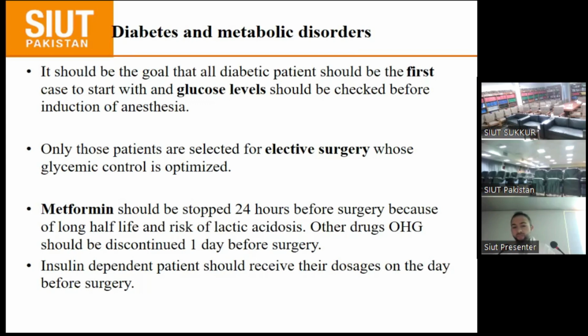Only those patients whose glycemic control is optimized are selected for elective surgery. So metformin is stopped 24 hours before the procedure because of its long half-life and the risk of lactic acidosis. Other oral hypoglycemic drugs should be discontinued 1 day before surgery. Insulin-dependent patients should receive their dosage on the day before surgery.